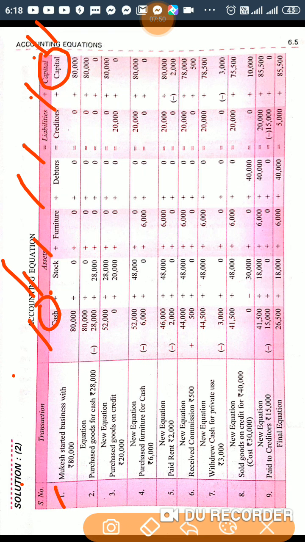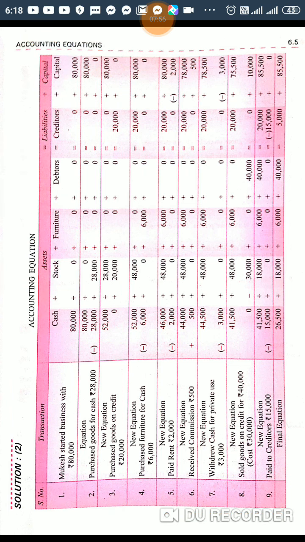Now two things are involved, Mukesh started business, cash is involved, capital is involved. Just below the cash you will write 80,000, and below the capital you will write down 80,000. Rest is plus 0 plus 0 plus 0 equals 0 plus, and after that you will write the equation: cash 80,000, stock 0 plus furniture 0, debtors plus 0 equal creditors 0 plus capital 80,000. This is my first equation.